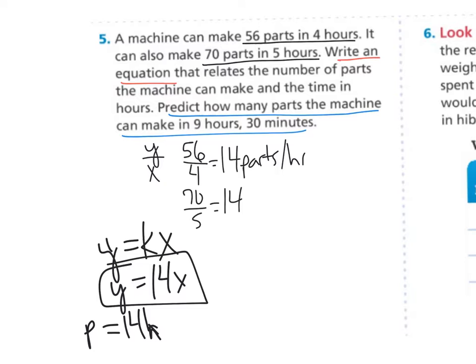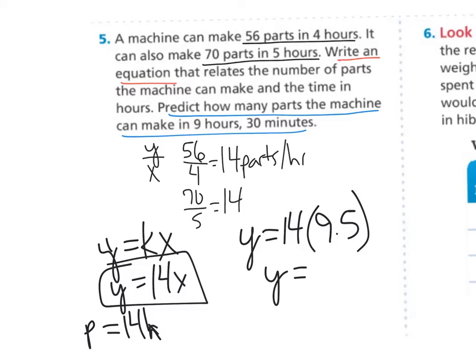So to predict this for 9 hours 30 minutes, I should say. 30 minutes is half an hour, so that's 9.5 hours. So one option is we could put 9.5 in place of our x in our equation. And that would be 133 parts in 9.5 hours.